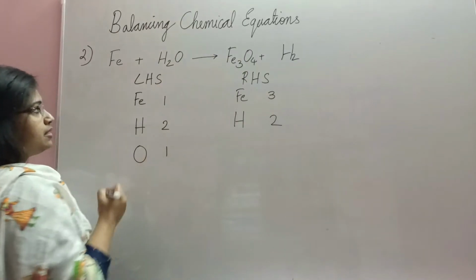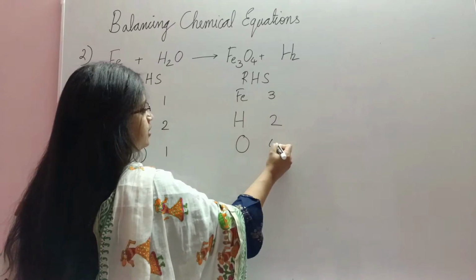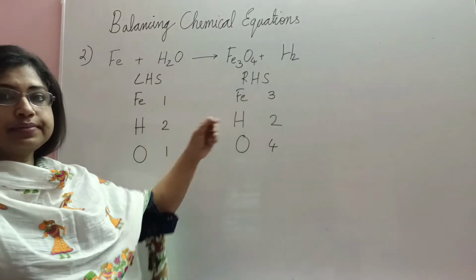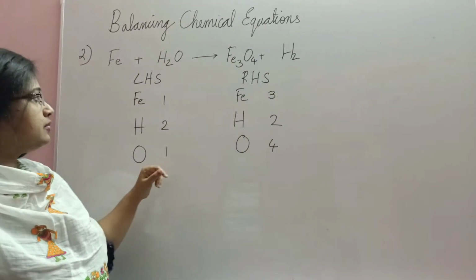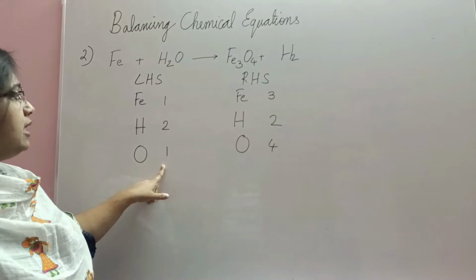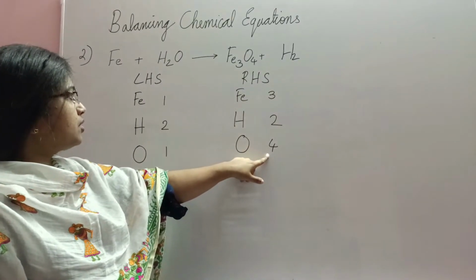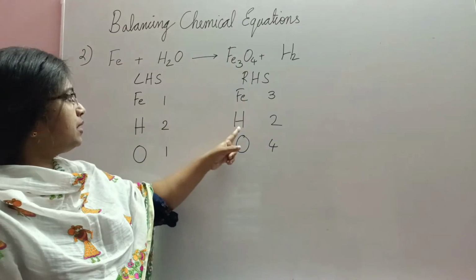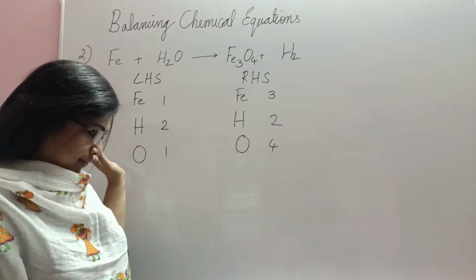Now comes the next element, that is oxygen. Only 1 atom is here. Here there are 4 atoms of oxygen. So have a look at this. Compare the number. Now we can see there are 4 atoms of oxygen, and hydrogen atoms are balanced but iron and oxygen atoms are not balanced.